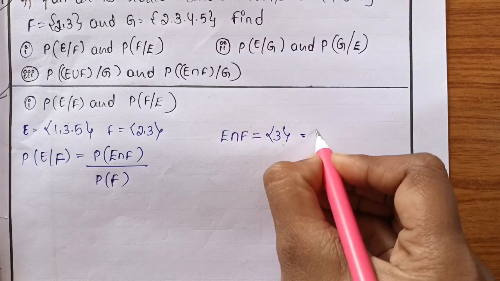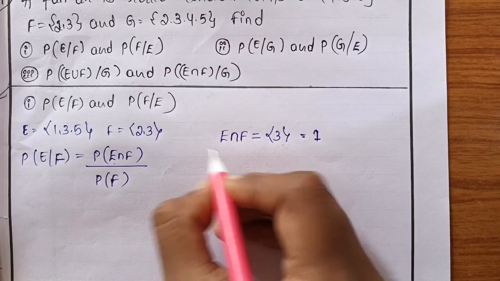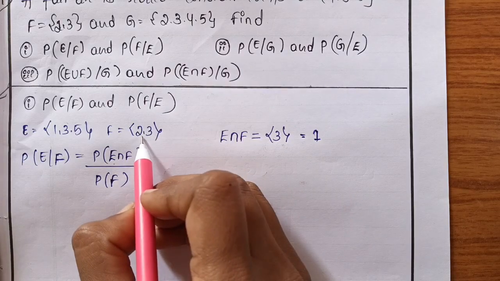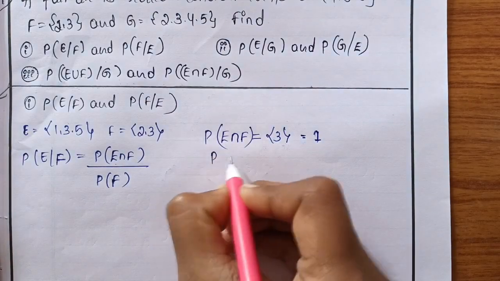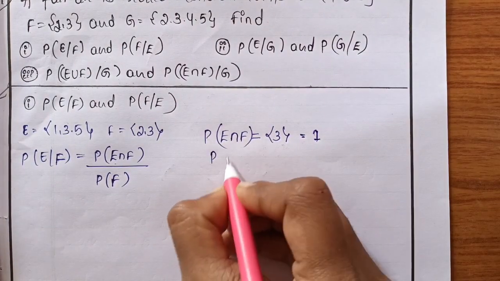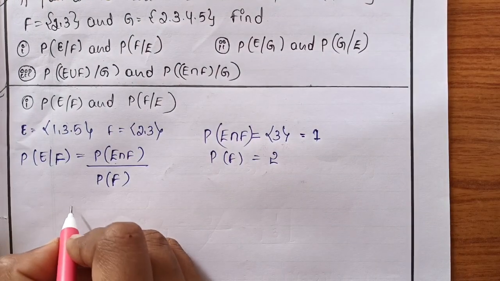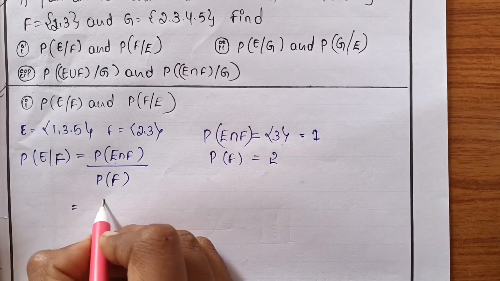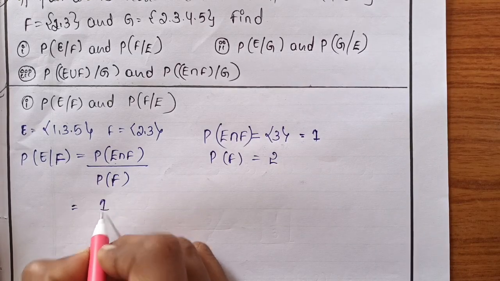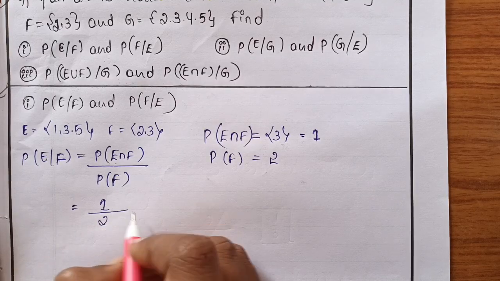And only 1. Probability of F is 2 over. How many elements here? 2. So probability of E intersection F is 3, that is 1 digit. Probability of F is 2. We have to write it: probability of E intersection F, number of favorable outcomes 1. Probability of F is 1 by 2. So answer is 1 by 2.